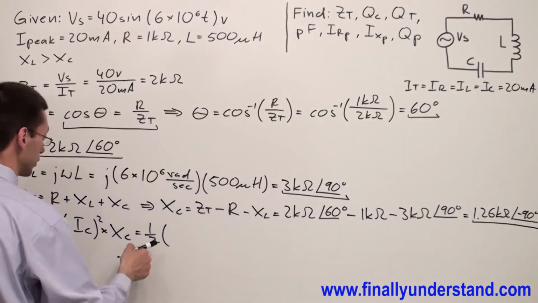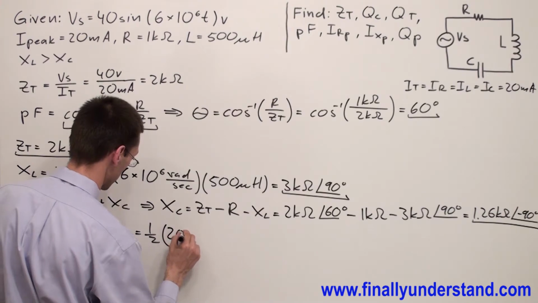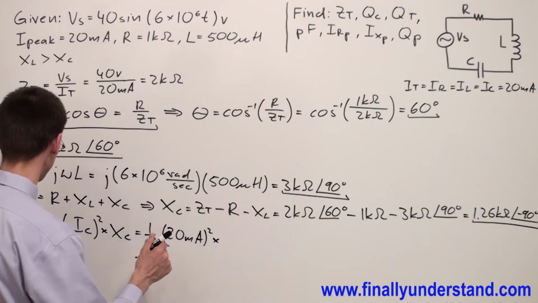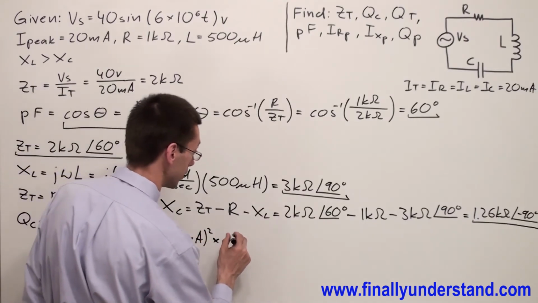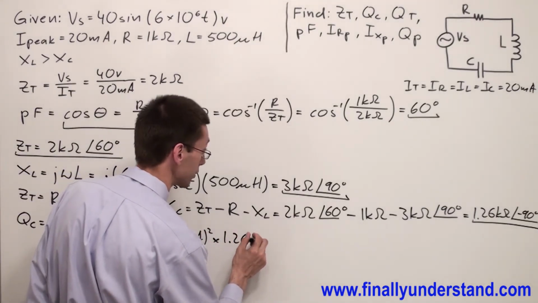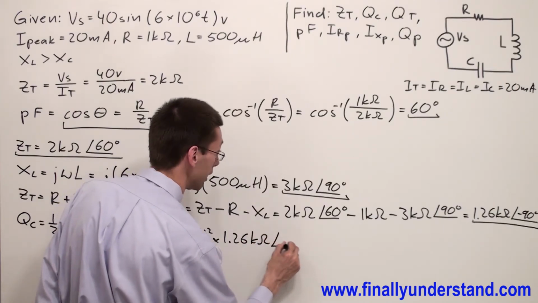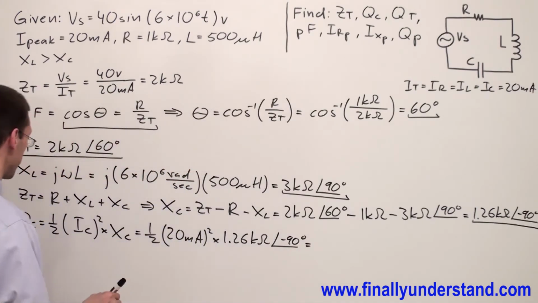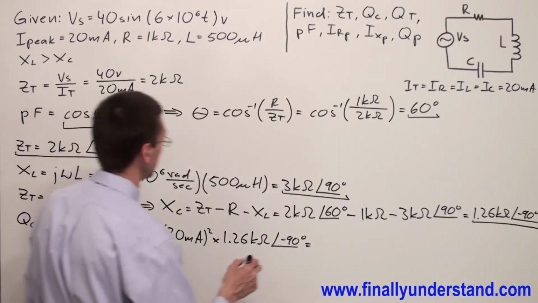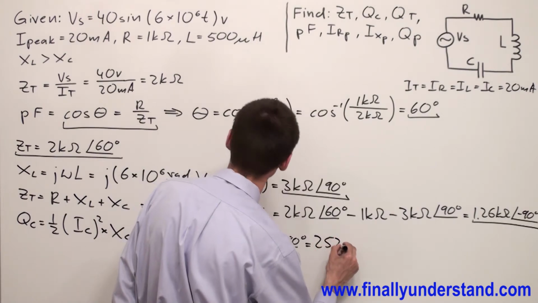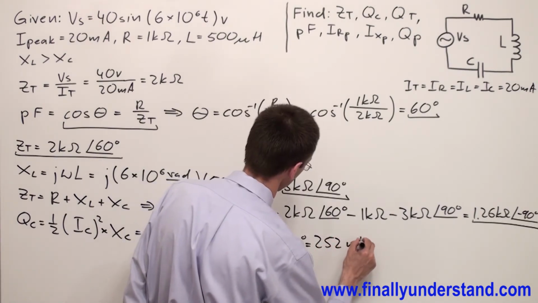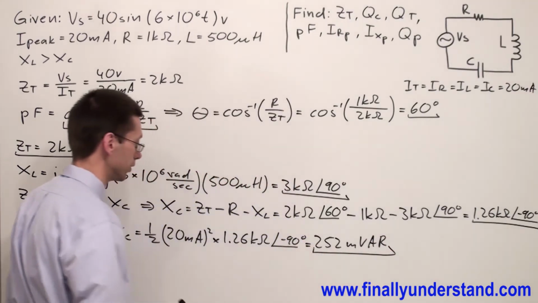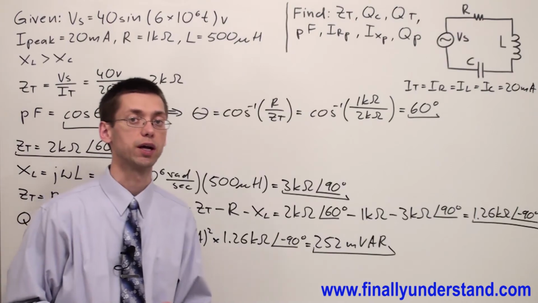That's why I'm going to write over here 20 milliamps raised to the second power times X of C, which is equal to 1.26 kiloohms, an angle of negative 90 degrees. Everything is equal to 252 millivolt-amps reactive. Okay, so this is the reactive power at the capacitor.